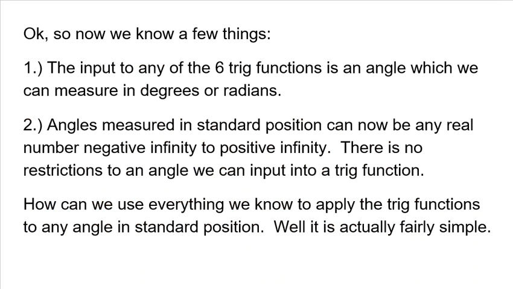All right, so now that we know a few things, this is all really helping us. Combining the last couple lessons together, we know that the input to any of the 6 trig functions is an angle, and that angle could be in degrees or radians. But now, through measuring angles in standard position, not necessarily triangles, we realize that angles can be literally anything, negative infinity to positive infinity. There are no restrictions. They could be positive, negative, super big, super small. 1,000 degrees is possible because all you got to do is continue to loop around that circle. So how can we use everything we now know to apply the trig functions to any angle, not just acute angles on a right triangle?